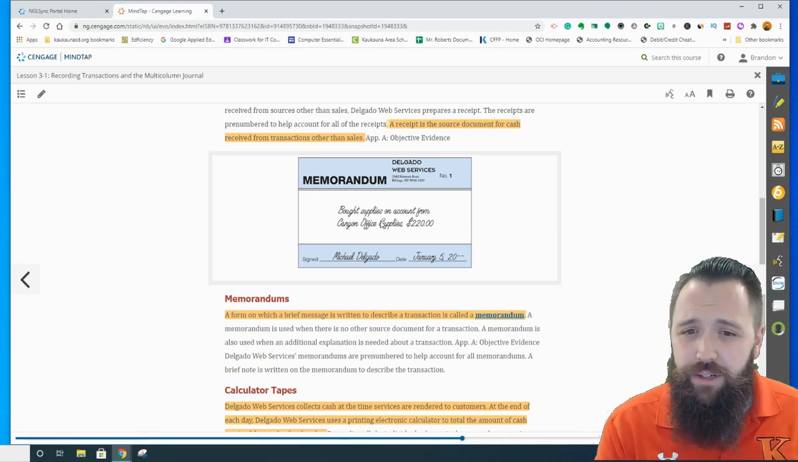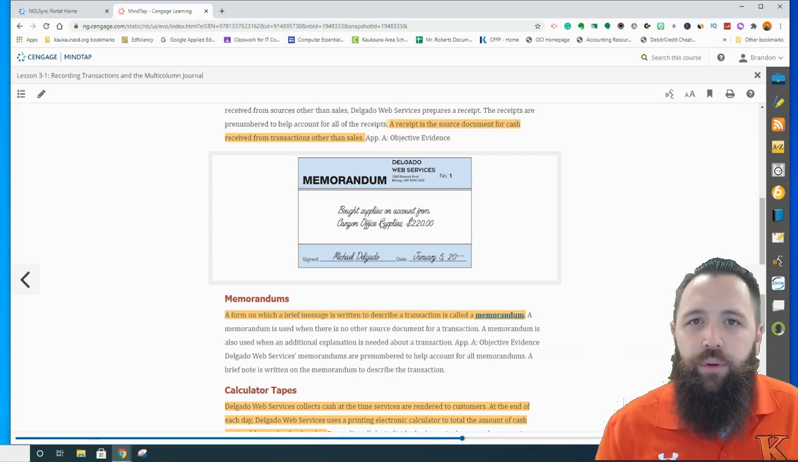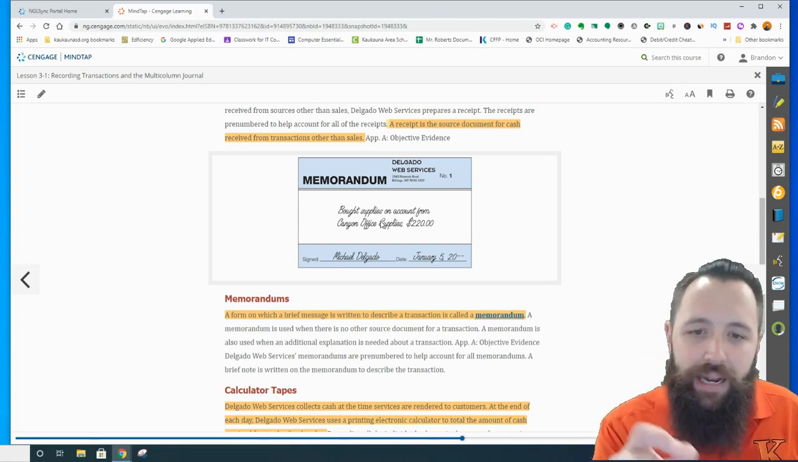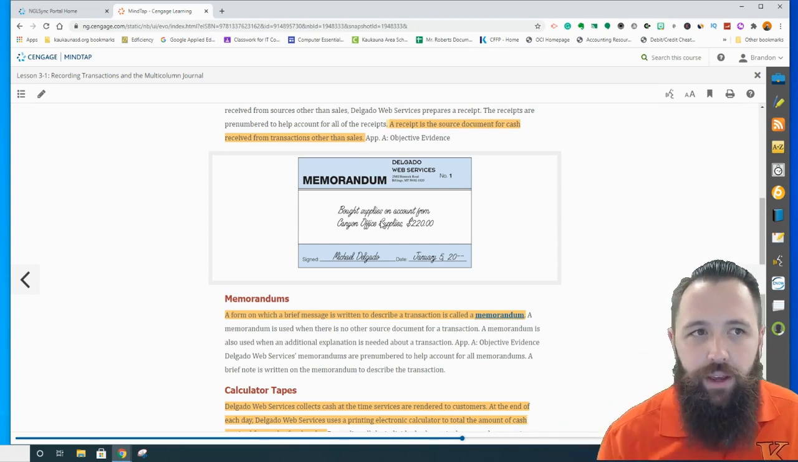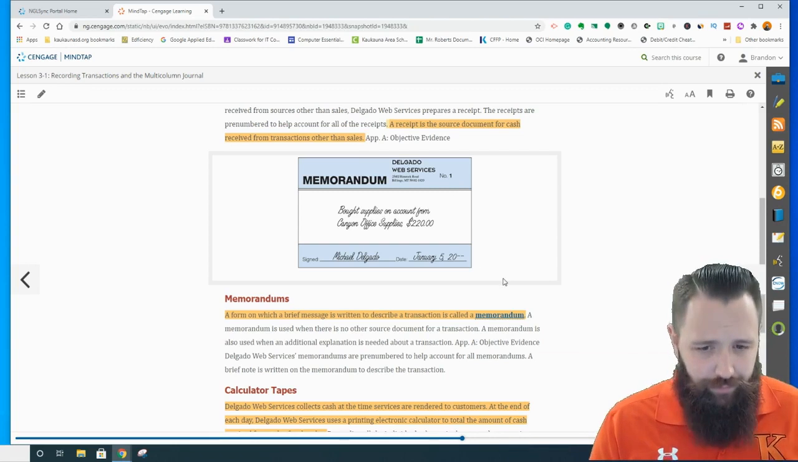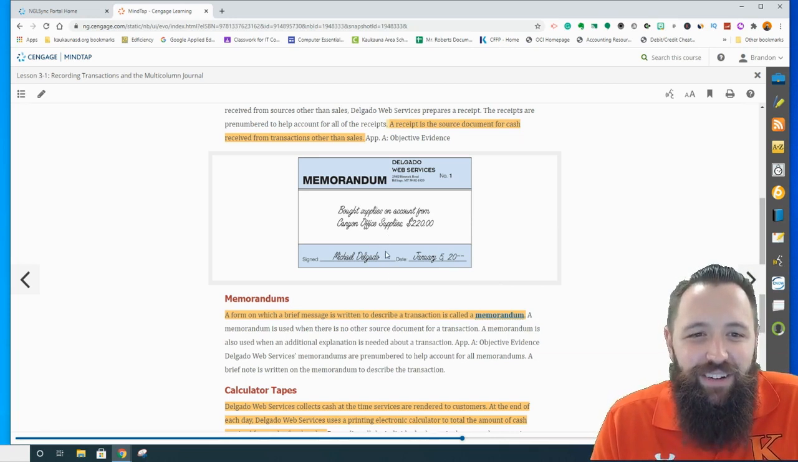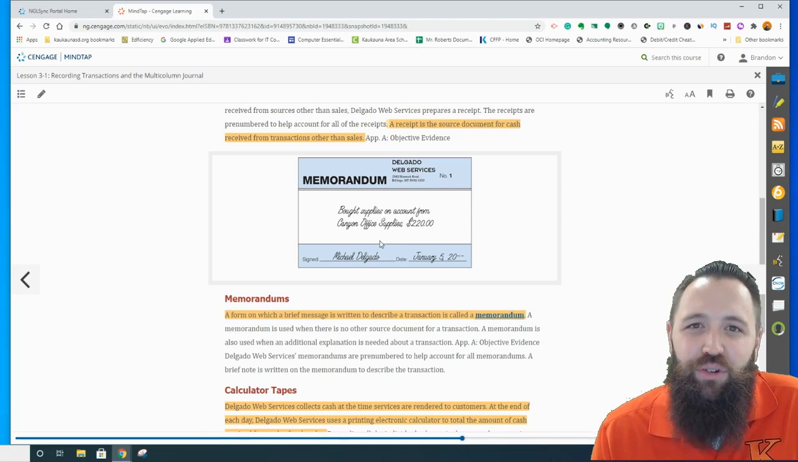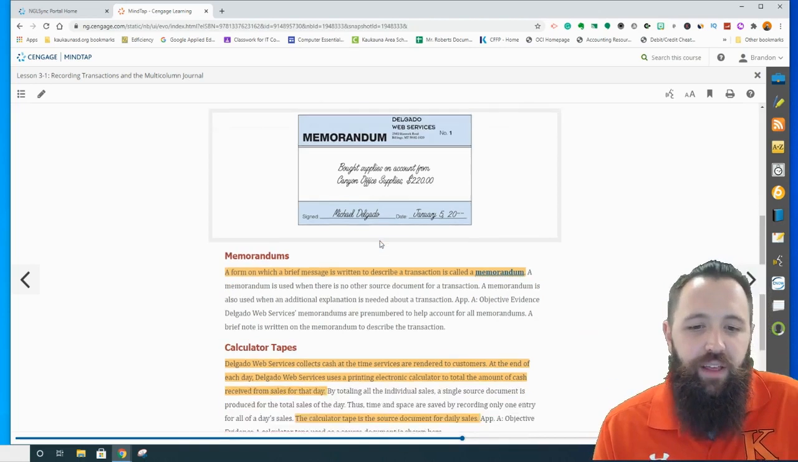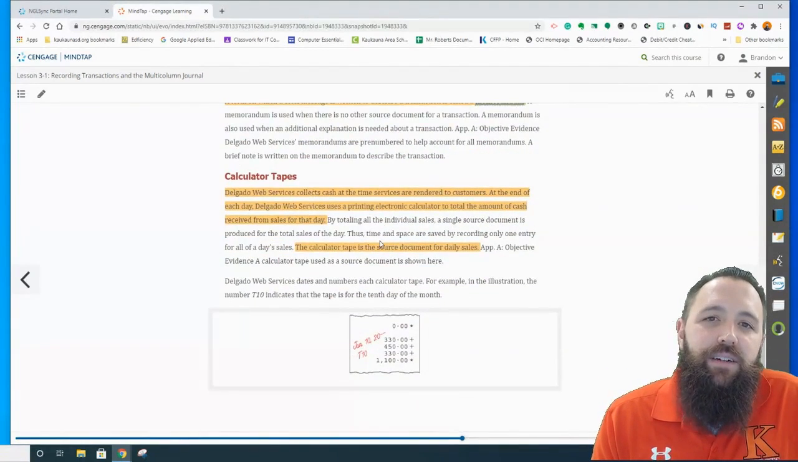So when we look at this, you might go, well, why wouldn't we just write a check? Because here we're buying supplies on account. So we can't write a check for something that we haven't purchased yet. So this is kind of nice because it's the miscellaneous one. Like if you don't really know what to use, you can use a memorandum and you can write a note on it.